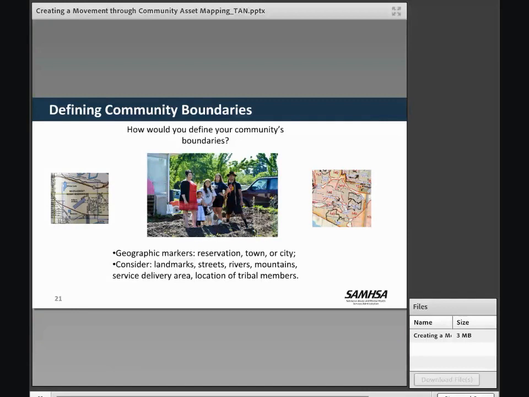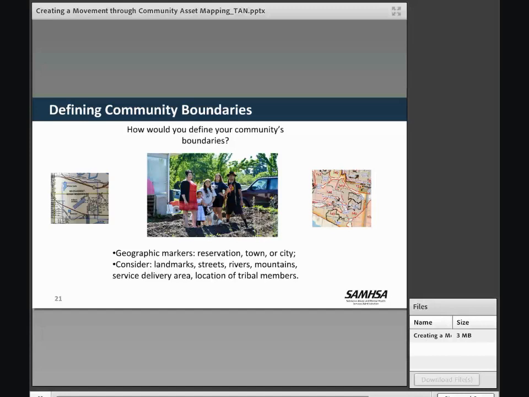So defining community boundaries. Again, you're working with your community members to define the tribal community's boundaries. So it could be geographic boundaries, so it could be the reservation, it could be a town, it could be a city, but it doesn't have to be. It could be rivers or mountains or landmarks that you decide. So you might also want to consider physical boundaries when you're doing your mapping or setting your boundaries.